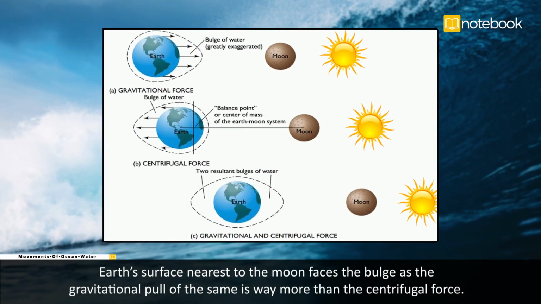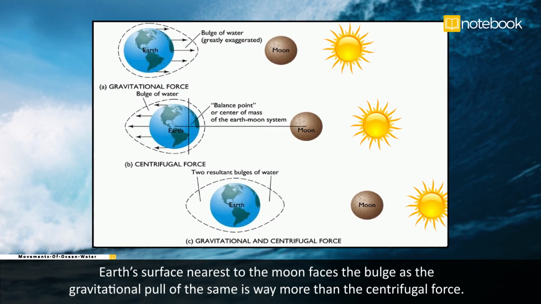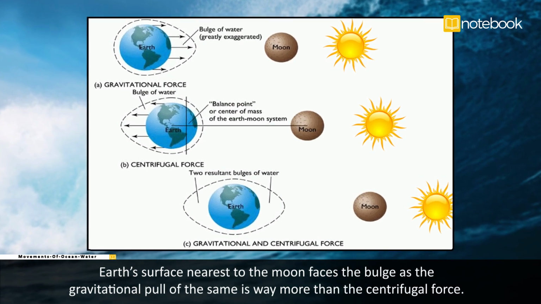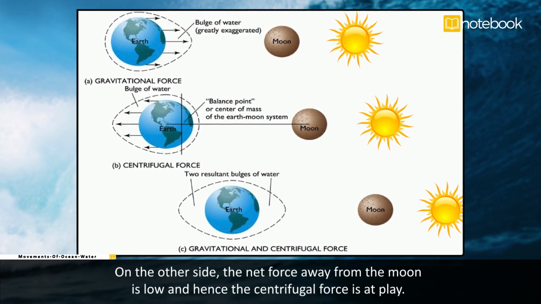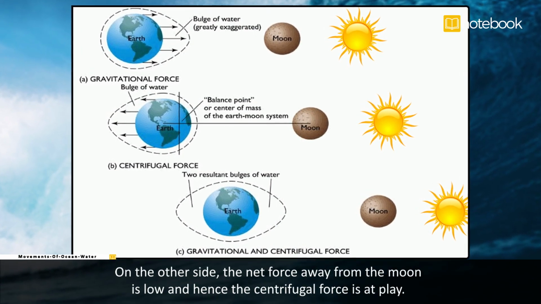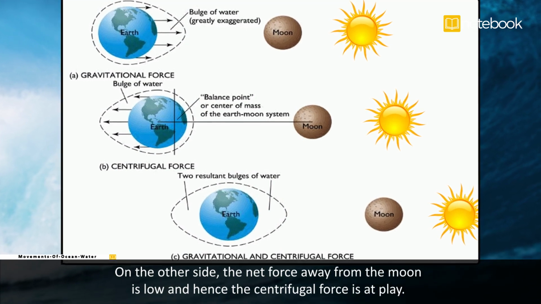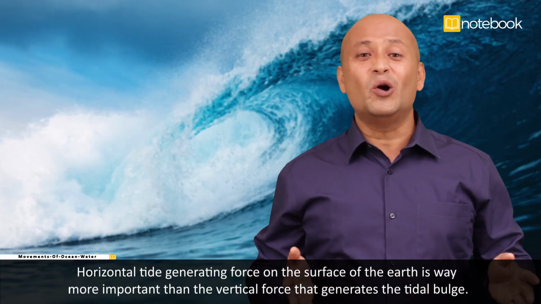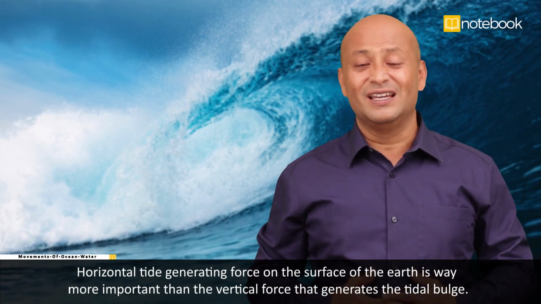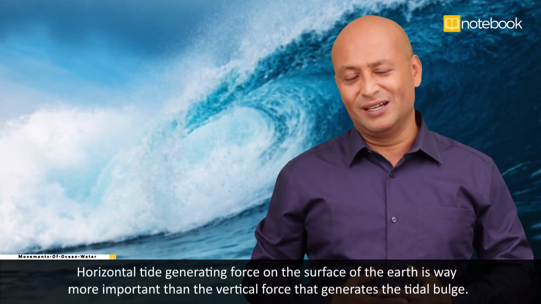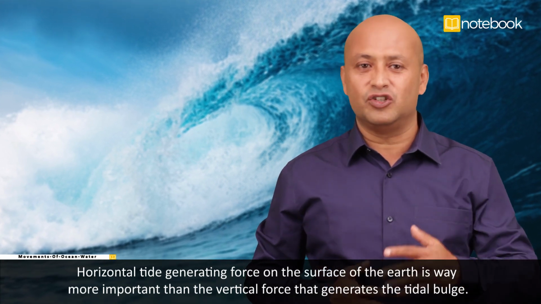Earth's surface nearest to the Moon faces the bulge as the gravitational pull of the Moon is way more than the centrifugal force. On the other side, the net gravitational force toward the Moon is low, and hence the centrifugal force is at play. Horizontal tide generating force on the surface of the Earth is way more important than the vertical force that generates the tidal bulge.